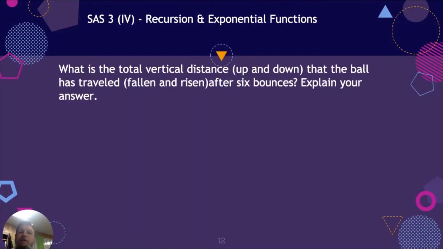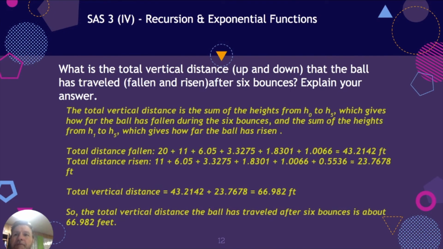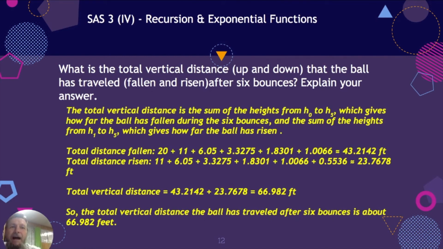So what is the total vertical distance up and down that the ball has traveled, fallen and risen after 6 bounces? Explain your answer. Total vertical distance is the sum of the heights h0 to h5, which gives how far the ball has fallen during 6 bounces, and the sum of the heights from h1 to h5, which gives how far the ball has risen. All right, so total distance fallen, 20 plus 11 plus 6.05 plus 3.3275. Notice this is the distance fallen. We do this again, risen.